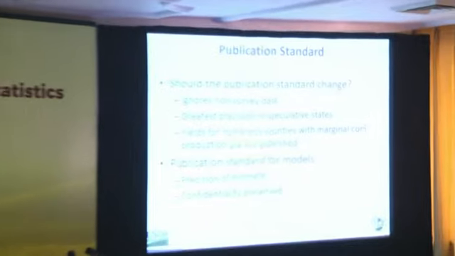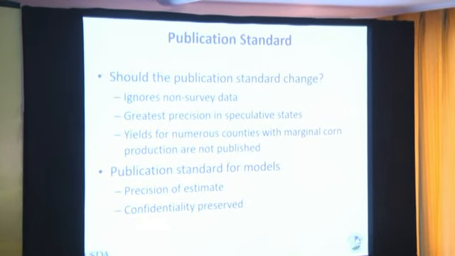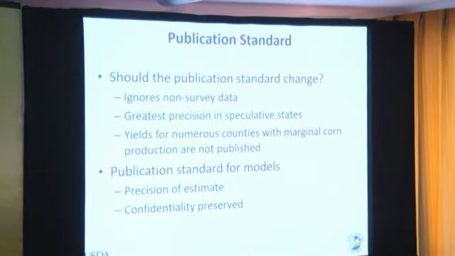The publication standard for models, what should we use? Is it the precision of the estimates? That makes sense. What should be the standard? Should it be less than 20% CV, or some other value?